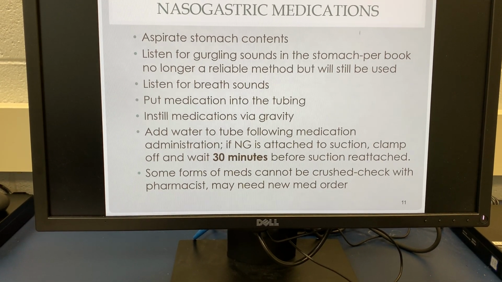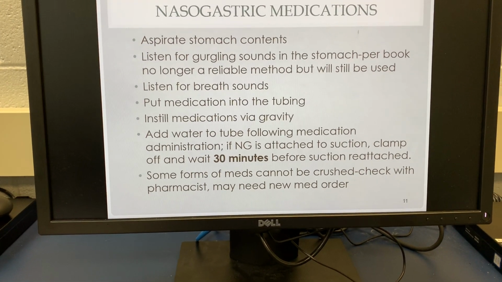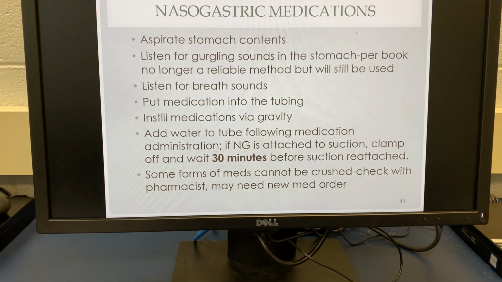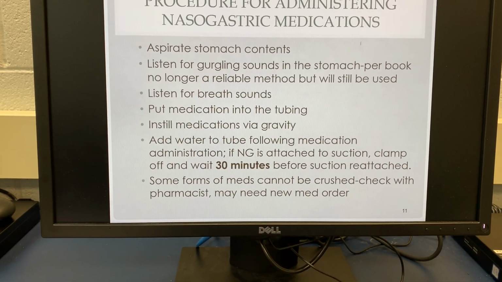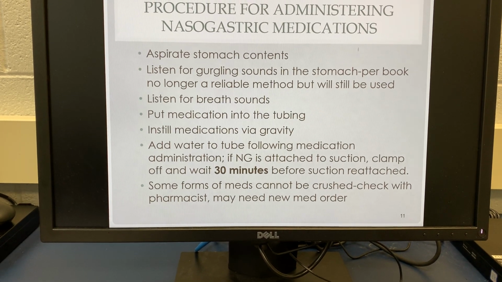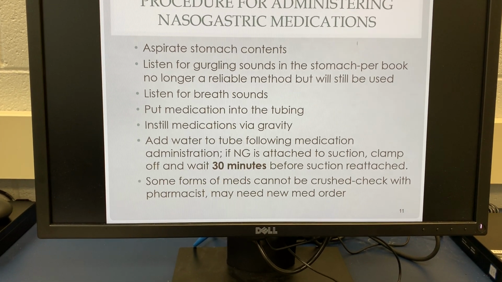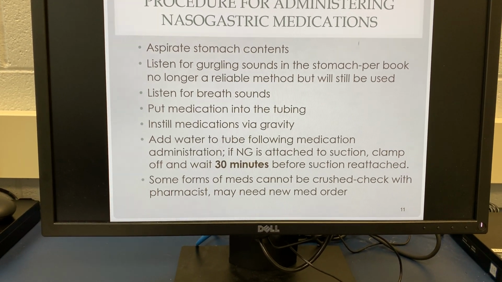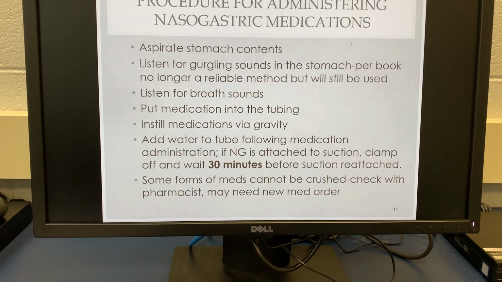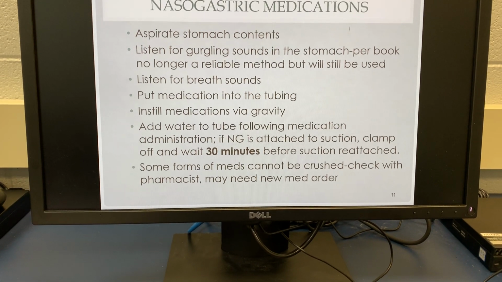This is how we gave meds when I was at the hospital, and this is how you may see meds given in a facility through a tube. If it is facility protocol, check gastric pH. If it's not the protocol, then you're going to return the stomach contents. You're going to listen for the gurgling sound, like the stomach growling.